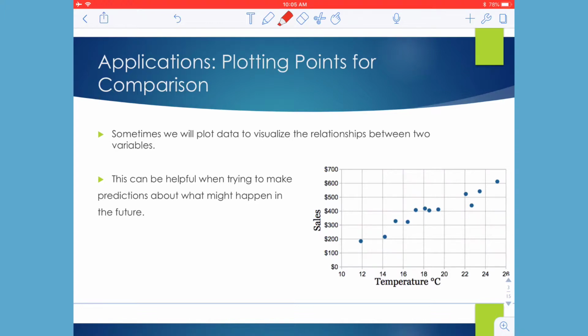If you look at this graph on the screen, you see that we're looking at temperature in degrees Celsius and sales in dollars. I'm not exactly sure what this is pertaining to. It's missing a title, which is actually bad. It should definitely have a title. That's not good, because then we don't know the context of what it is that we're selling or what it is that we're talking about.